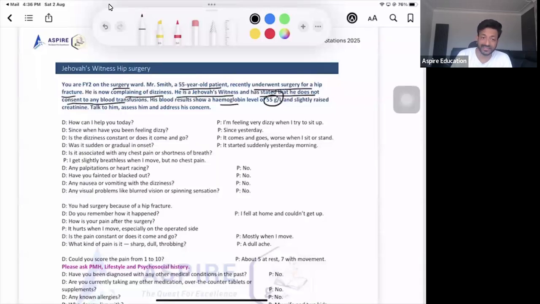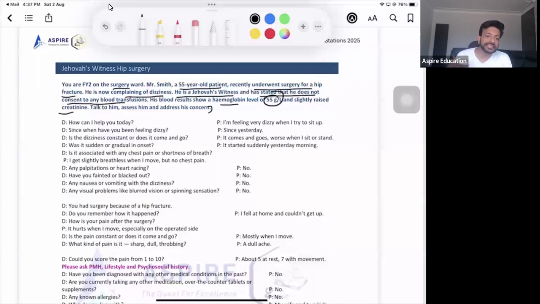Right, so that's quite low, and I think that actually explains the dizziness as well. And the task also said the creatinine was slightly high, which is not something unusual actually. Post-surgery, because of kidney injury and all, it can happen, and I think it's going to recover after that. Talk to him, assess and address his concerns. So it's a Jehovah's Witness station, yeah.